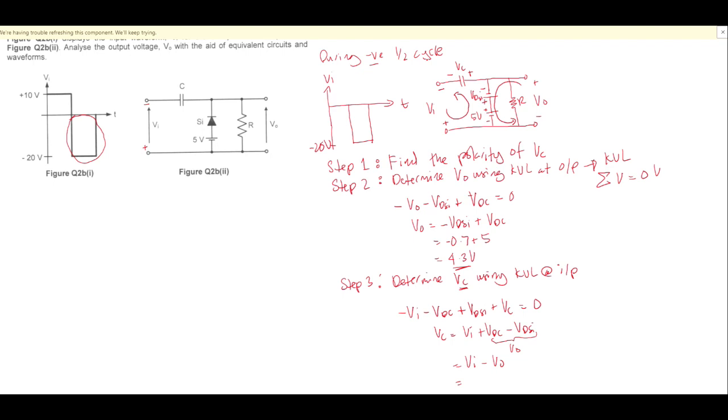So VI in this case is 20 volt. 20 minus V out, just now you will get 4.3, so the answer is 20 minus 4.3. Sorry, I made a mistake on this.